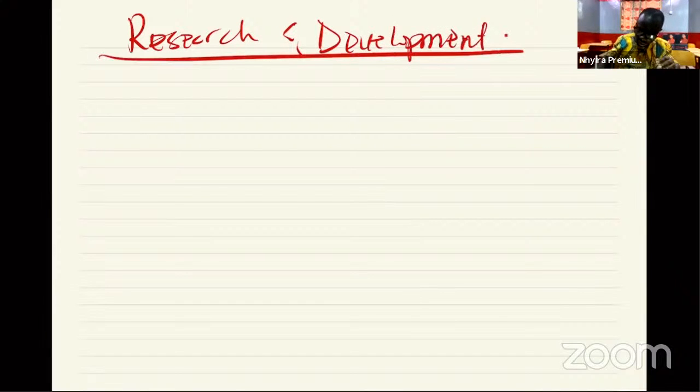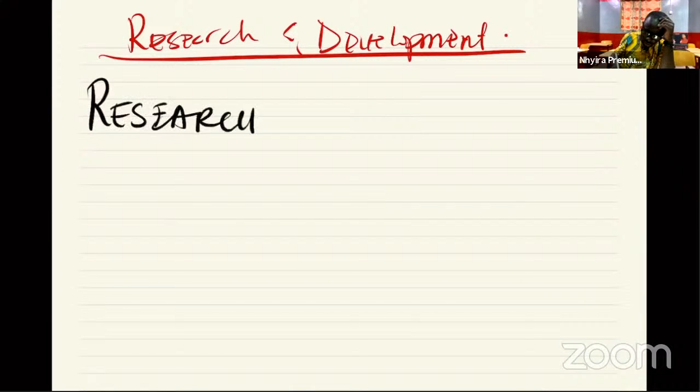So research and development. How do we treat research and development as per IAS 38? Let's begin the journey with research. Now, when we say research, what is research?